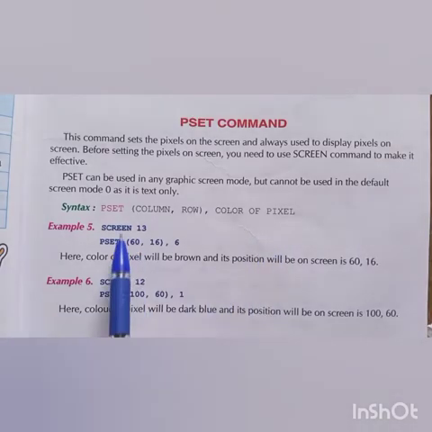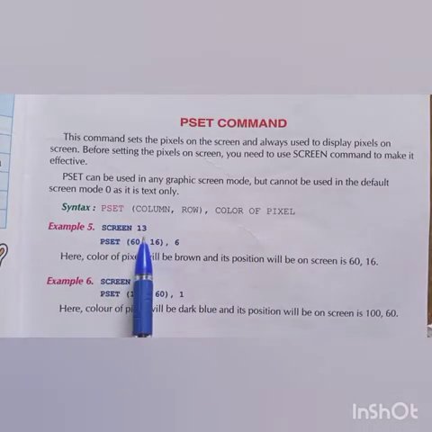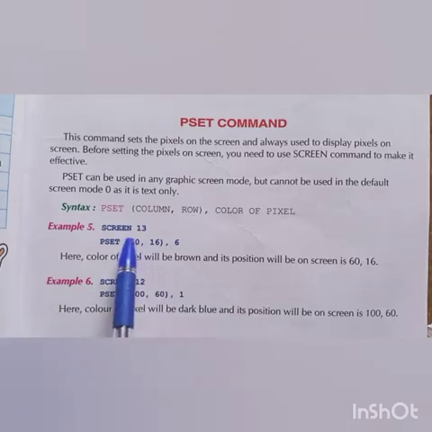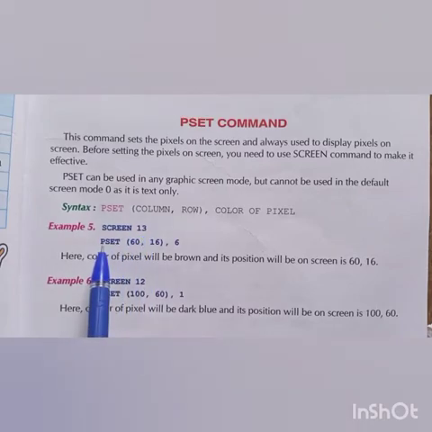So first we need to set SCREEN 13 because we are going to make use of graphics. And why are we taking screen 13? You may take screen 12, screen 10, or screen 9 also, but there you will not have many colors. Therefore we are going to make use of screen 13 because there we will get 256 colors. That's why we have taken screen 13. Then we write PSET because we are going to set the pixel.